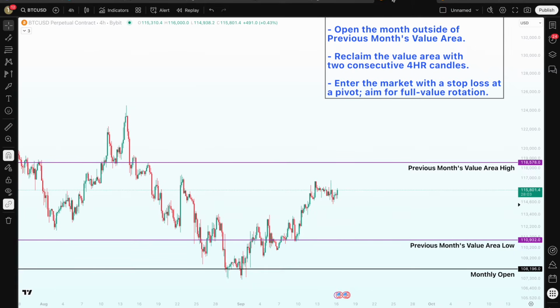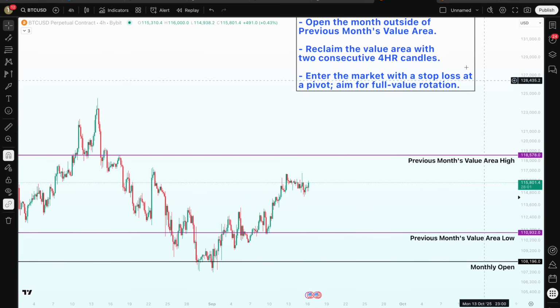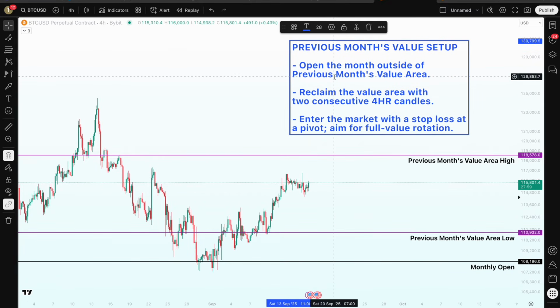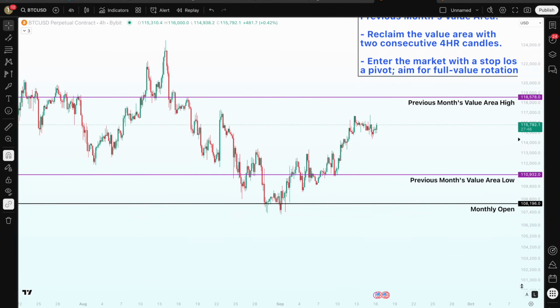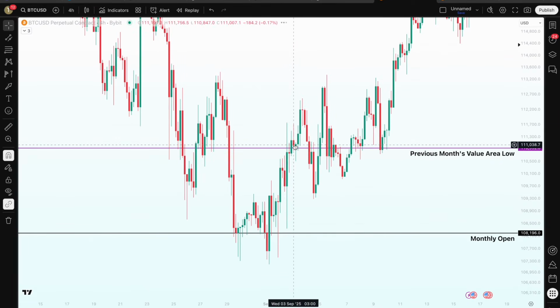So now, let's go to this month. What do we have? Open the month outside of the previous month's value area. Check. You can see the monthly open is below the previous month's value area low. Reclaim the value area with 2 consecutive 4-hour candles. Right here. 1 candle, 2 candle. So here is when you could have entered the market.